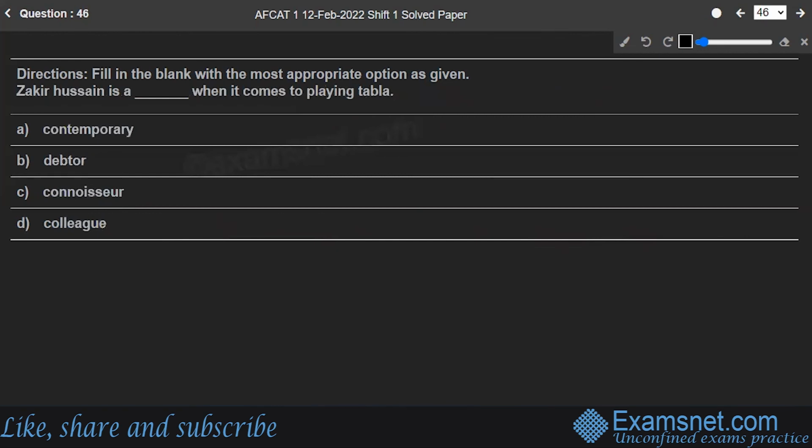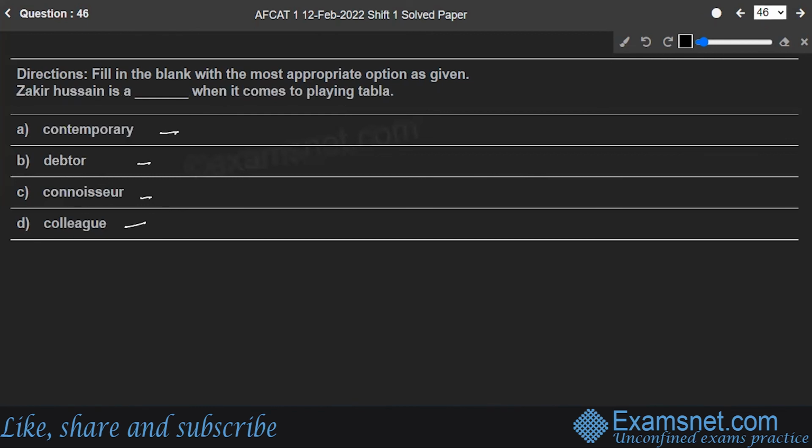The directions over here, you have to fill in the blank with the most appropriate option as given. Zakir Hussain is a dash when it comes to playing tabla. We are talking about Zakir Hussain. The given sentence is talking about the famous tabla maestro Zakir Hussain. The word playing is being used in the sentence, which indicates making music with a musical instrument. There are several options given over here, like contemporary, debtor, connoisseur, or colleague. Which is the correct option out of these?